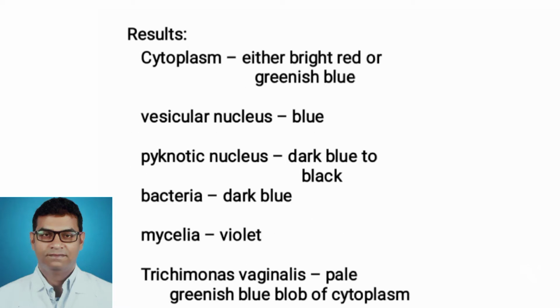Cytoplasm will stain either bright red or greenish blue. Vesicular nucleus will be blue. Pycnotic nucleus will be dark blue to black. Bacteria will be dark blue. Mycelia will be violet. Trichomonas vaginalis, if present, will be pale greenish blue with blebs of cytoplasm.